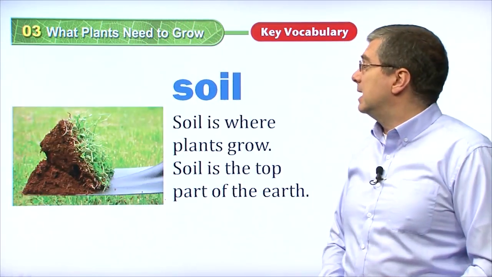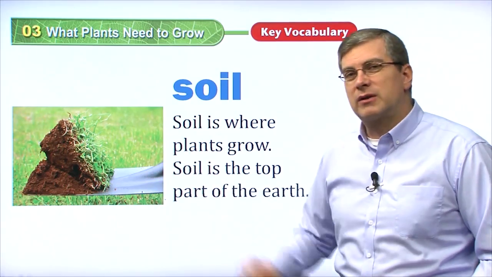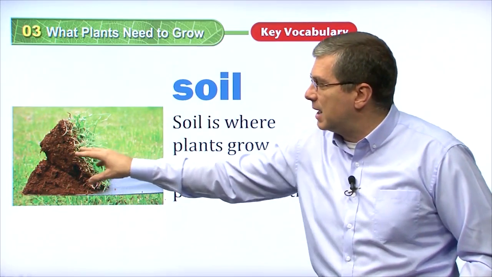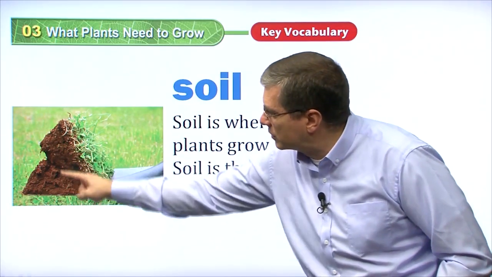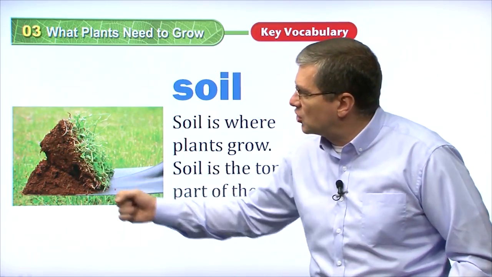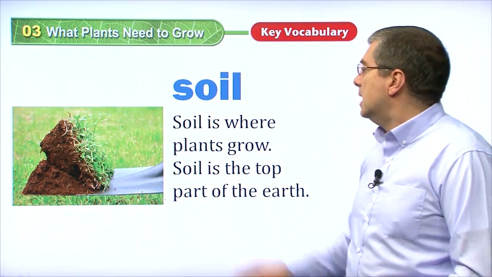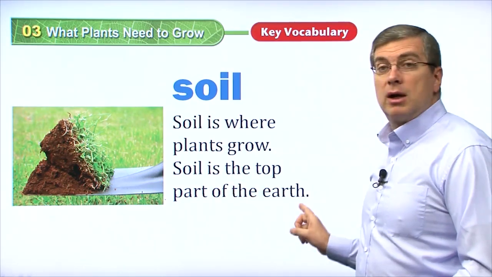The next thing is soil, right? I talked about that a little bit before. When we talked about water, we said there are many nutrients. There are many ingredients in the soil that plants need to grow. This looks like very good soil, right? Looks very rich and very nutritious for the plants. That's good soil right there. Soil is where plants grow. Soil is the top part of the earth.